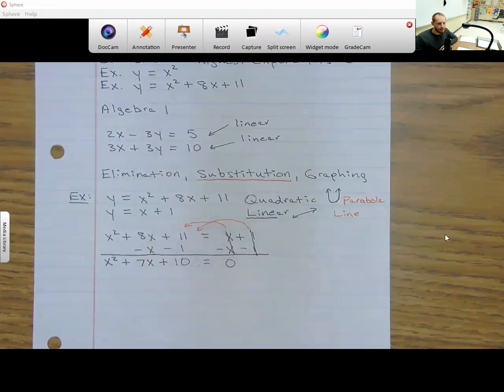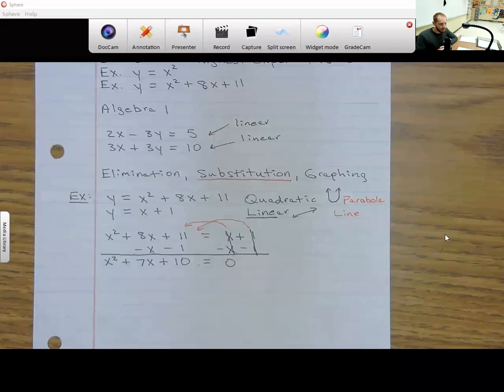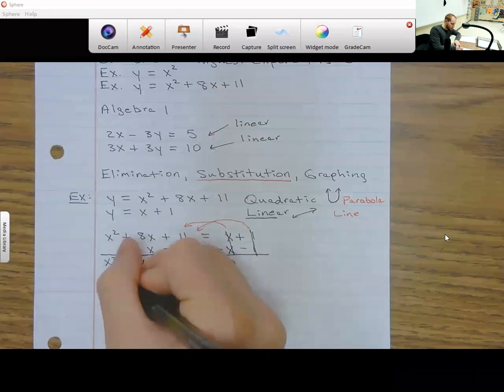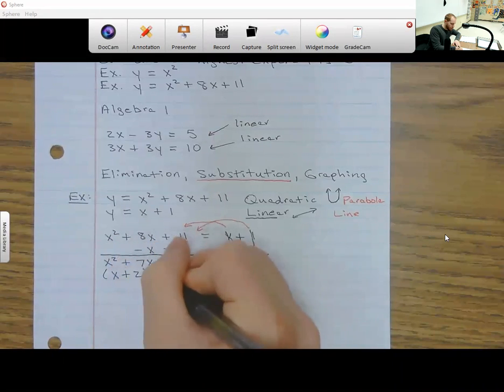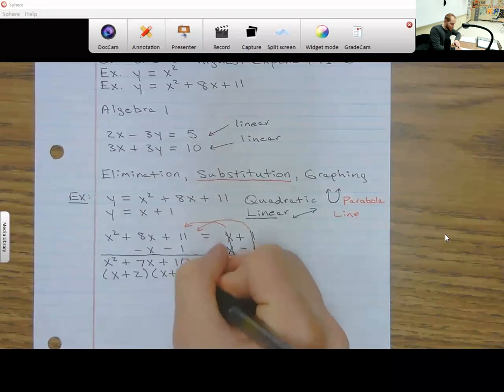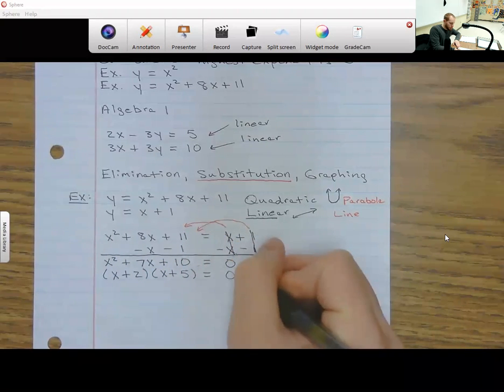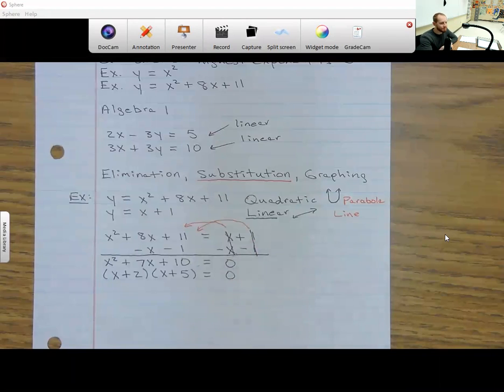So now I can factor the left side. I want to find two numbers that multiply to 10. They got to be able to multiply to 10, but at the same time, those two numbers have to add up to 7, the middle number. So what two numbers will multiply to 10? I'm thinking 2 and 5, right? So I can factor this as x plus 2 and x plus 5. And the right side is still equal to 0. That hasn't changed. Okay? So now I've got my two factors, x plus 2 times x plus 5.